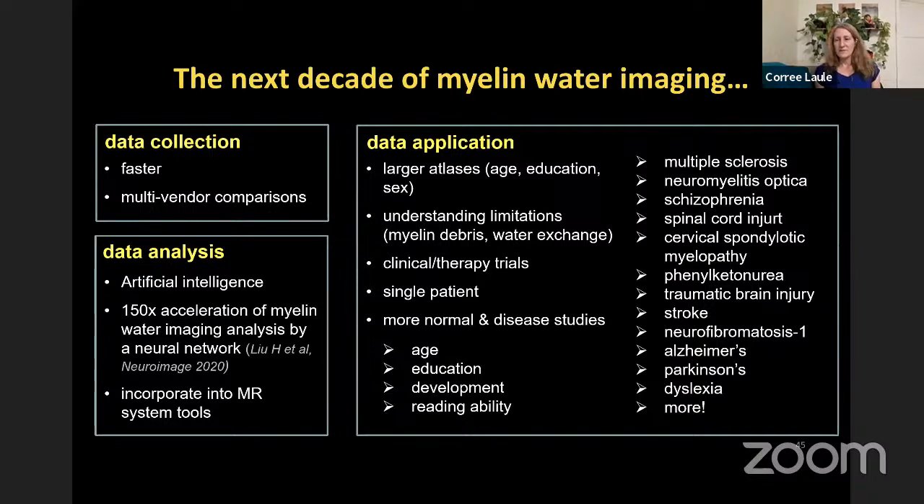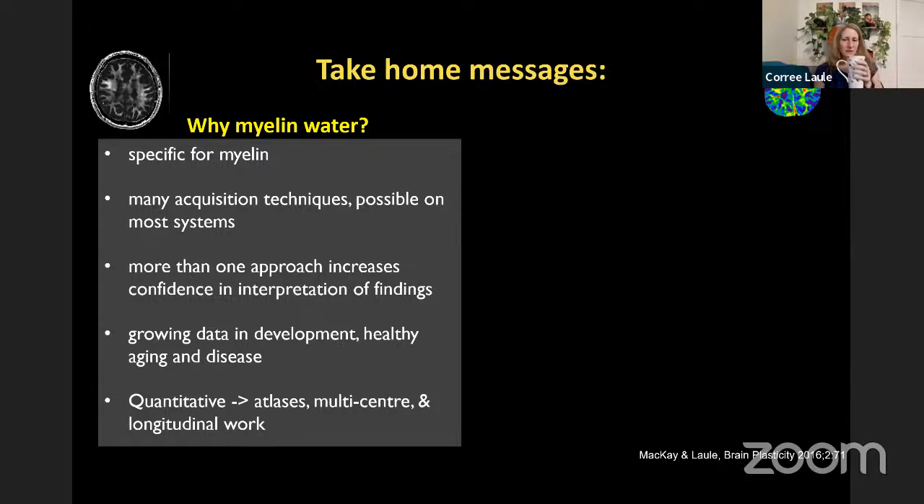And then this is a partial list of all the different diseases that we could be looking at with this technique, and really anything that affects the brain or the spinal cord where myelin might be involved. And so some final take-home messages about myelin water in particular. This is a method that has good validation as being specific for myelin. There are many different acquisition techniques now, and it's possible on most systems. With the growth and development of this method, having more than one approach to collect and also analyze the data is important, because that will increase confidence in findings, and where there are discrepancies, that will help us learn about the technique and also the disease populations.